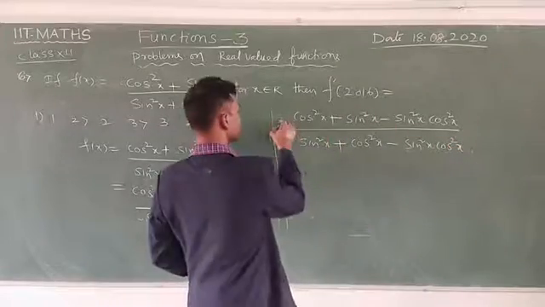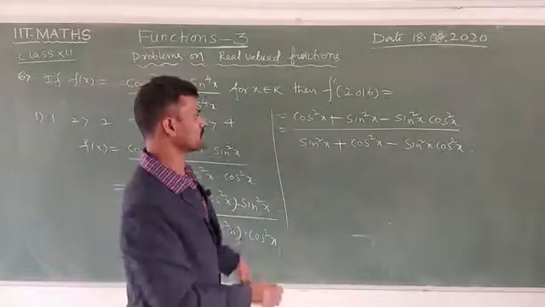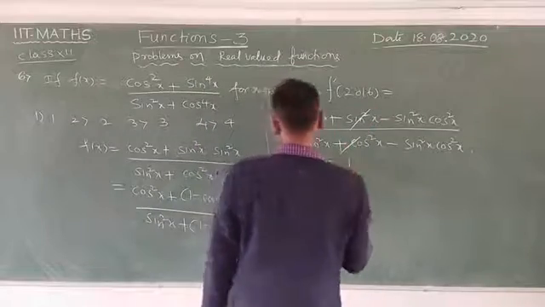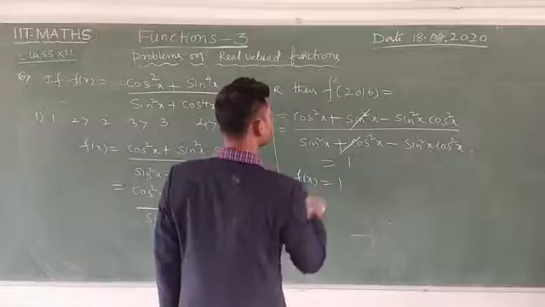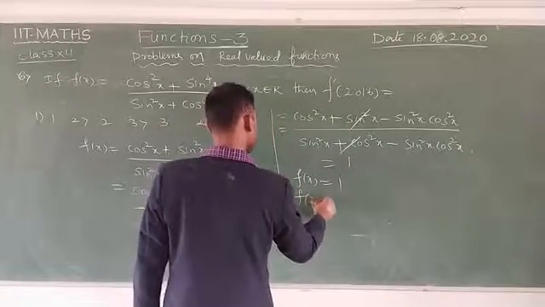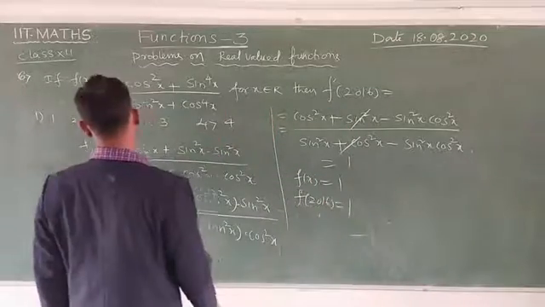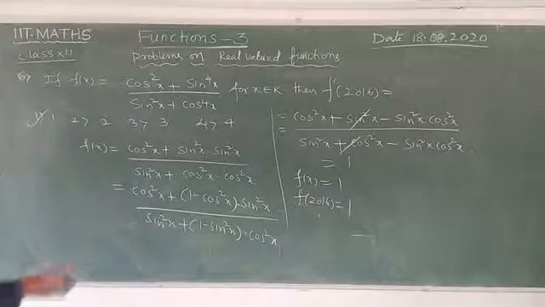Now see here, both numerator and denominator both terms are equal. This is cancelled, it is equal to 1. Now f of x is equal to 1. Now you can find f of 2016 also, its value is equal to 1. So the first option is correct. Note down.